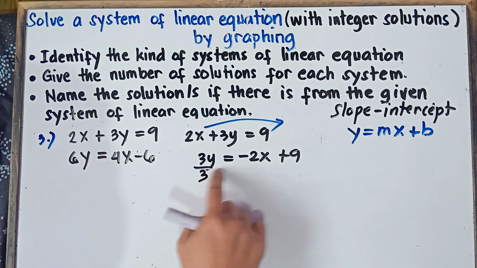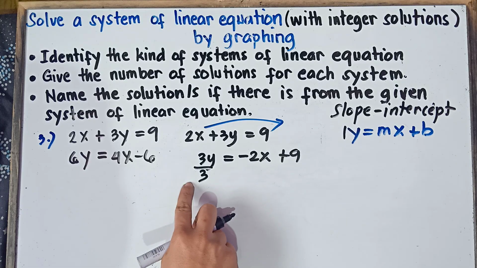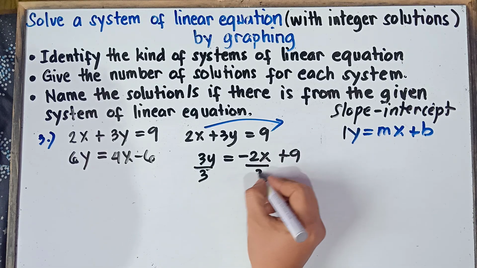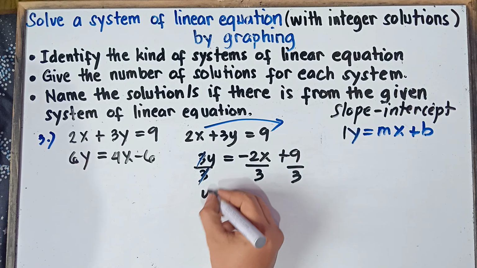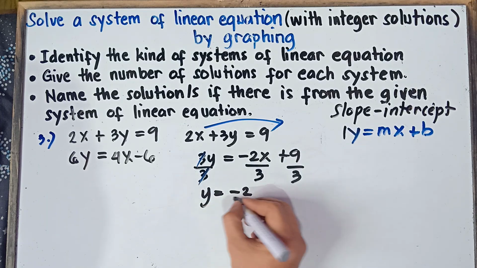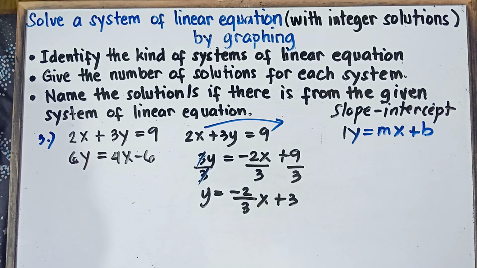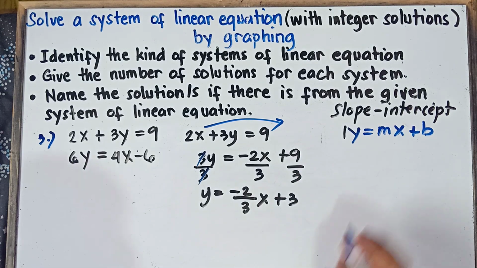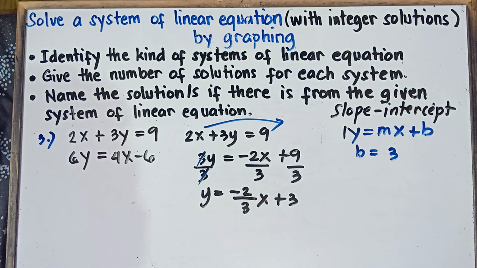Divide by 3 because we need to have y only, 1y. And 3 divided by 3, that would be 1. So we can divide both sides by 3. So divide by 3, divide by 3. Cancel this out. So y is equal to negative 2 over 3x. 9 divided by 3, that would be 3. So therefore, our b is equal to 3. So b is equal to 3, and that would be our y-intercept.